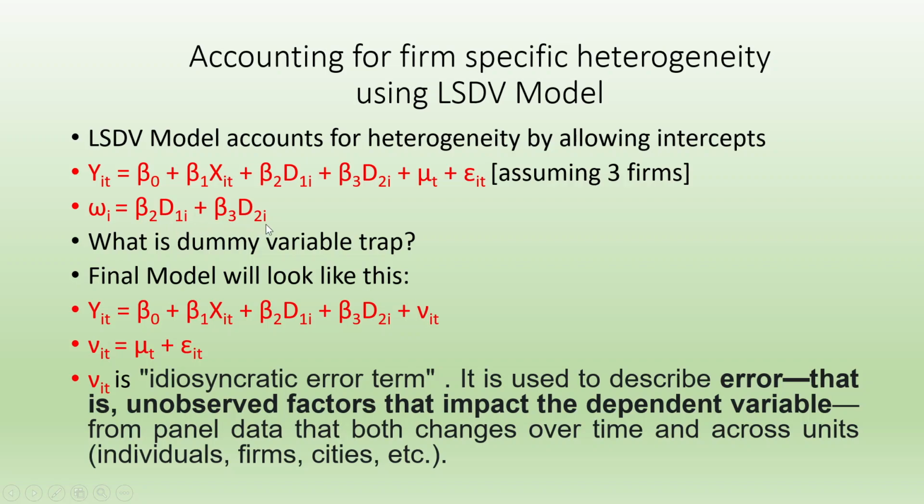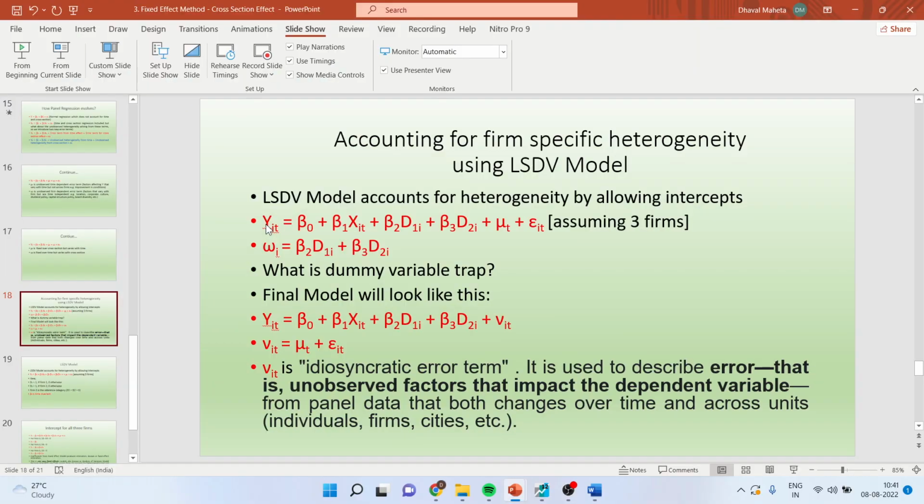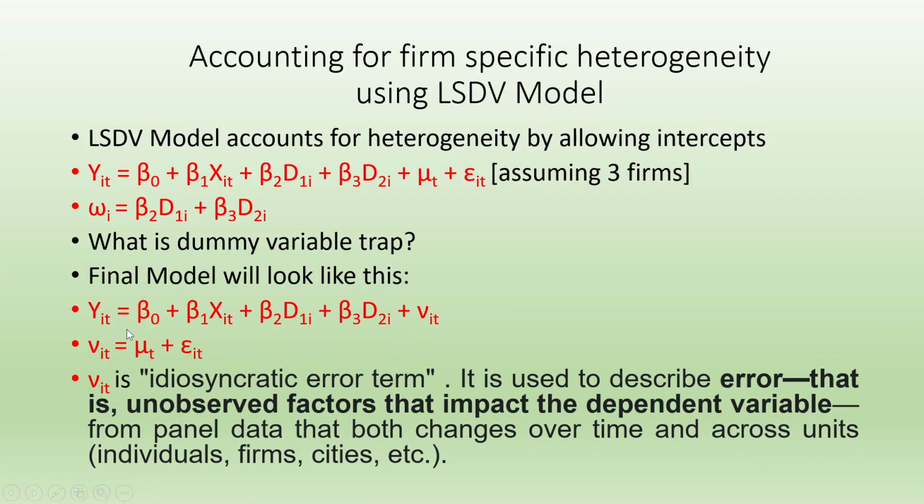The dummy variable trap is that when we include all of the categories as dummies in our model, we will fall into the dummy variable trap. So our final model will look like this: Y_it is equal to beta 0 plus beta 1 x_it plus beta 2 D1_i plus beta 3 D2_i plus v_it. There are three firms and we are only including two dummies here. v_it is equal to mu_t plus epsilon_it. v_it is an idiosyncratic error term.